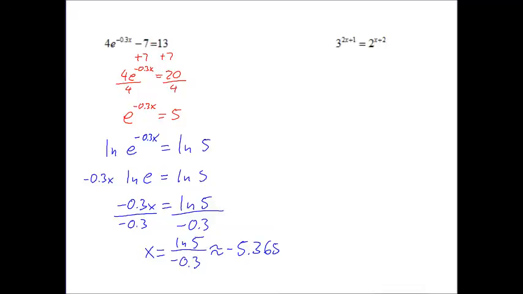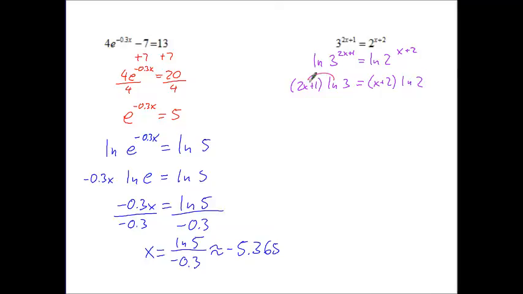In our next example, we have to do a few more steps, but let's just start off again by taking a log, and I'm just going to pick ln, the natural log here, of 3 to the power of 2x plus 1, and the natural log of 2 to the power of x plus 2. Now we move our exponent to the front. 2x plus 1 times ln 3 is equal to x plus 2 times ln 2.